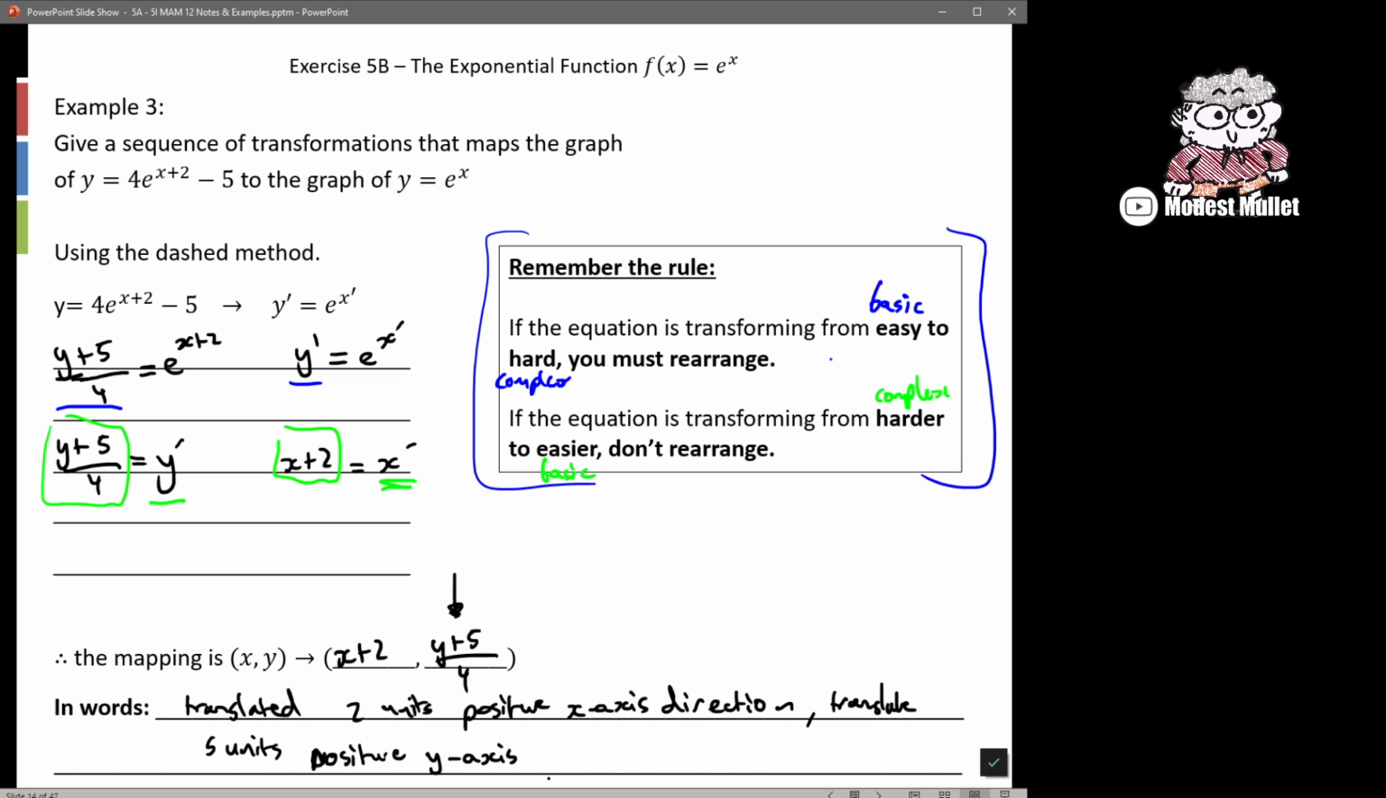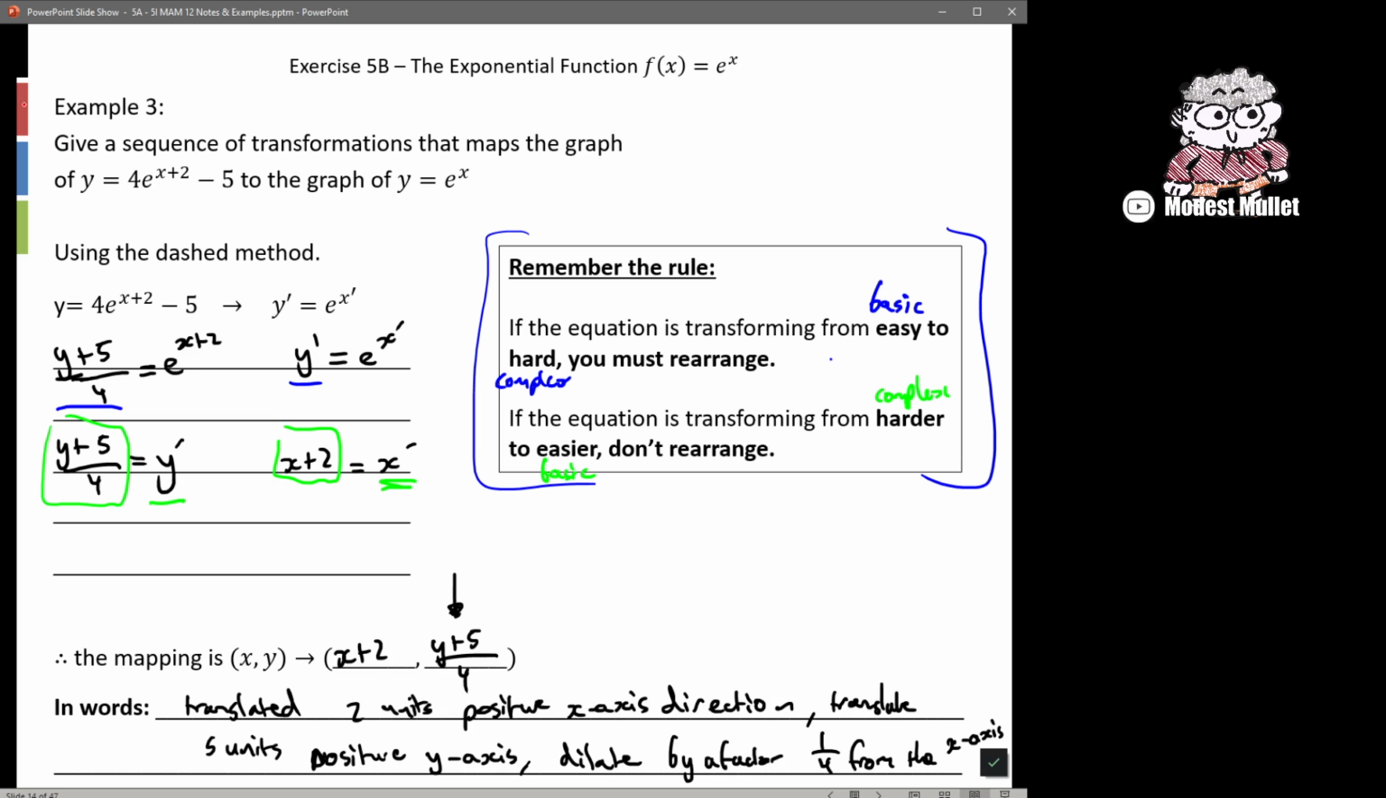y-axis, and then we also finally dilate, and because we're dividing by 4 and we're using the dash method, we can read that as dilate by a factor of 1/4. Since we're changing our y-coordinate, we're technically dilating away from the x-axis. Now, that was the dash method.